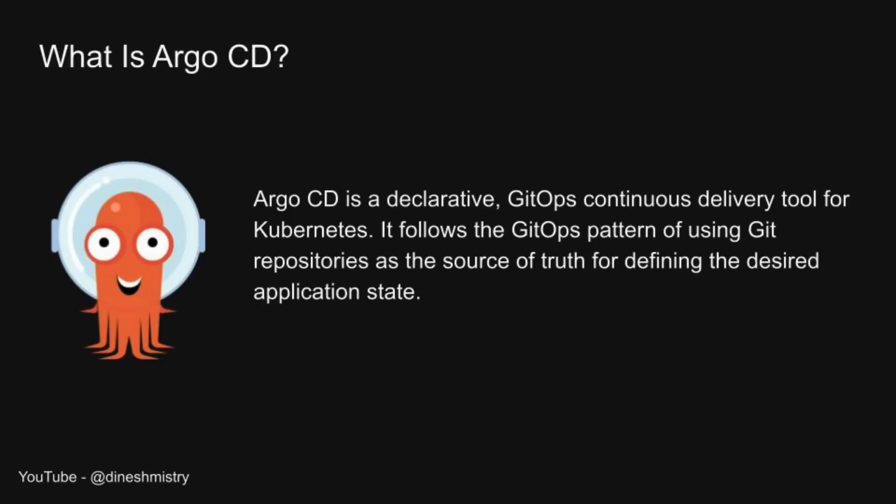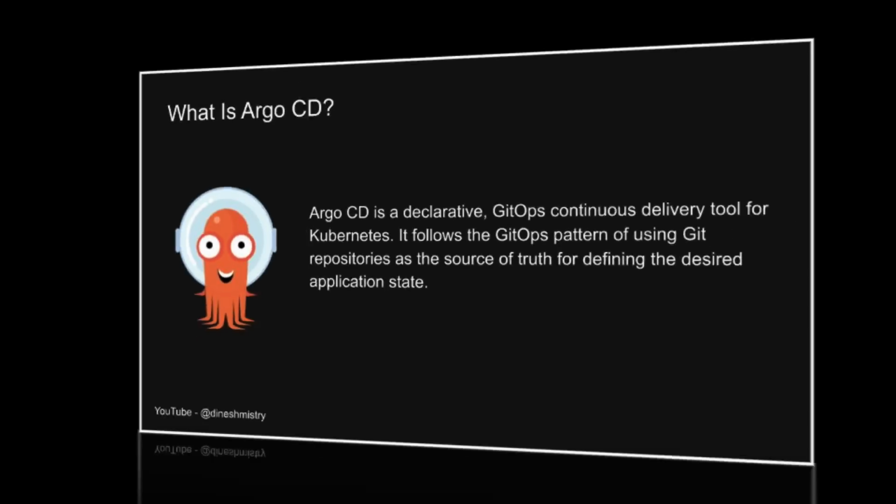So ArgoCD is a declarative GitOps continuous delivery tool for Kubernetes. It follows the GitOps pattern of using Git repositories as a source of truth for defining the desired application state. This basically means that all your manifests are pushed into a Git repo. That Git repo becomes a source of truth. Any changes that are made in the Git repo then are applied to the Kubernetes cluster.